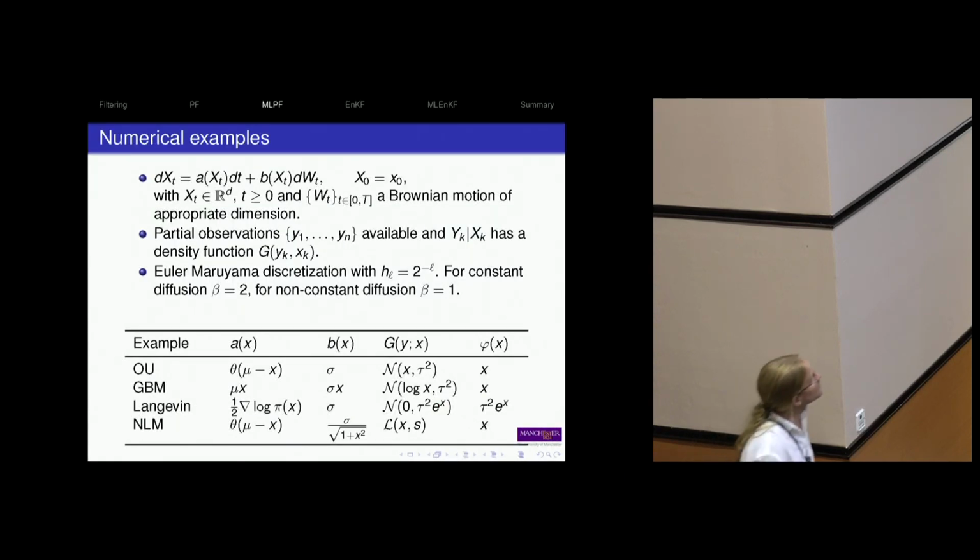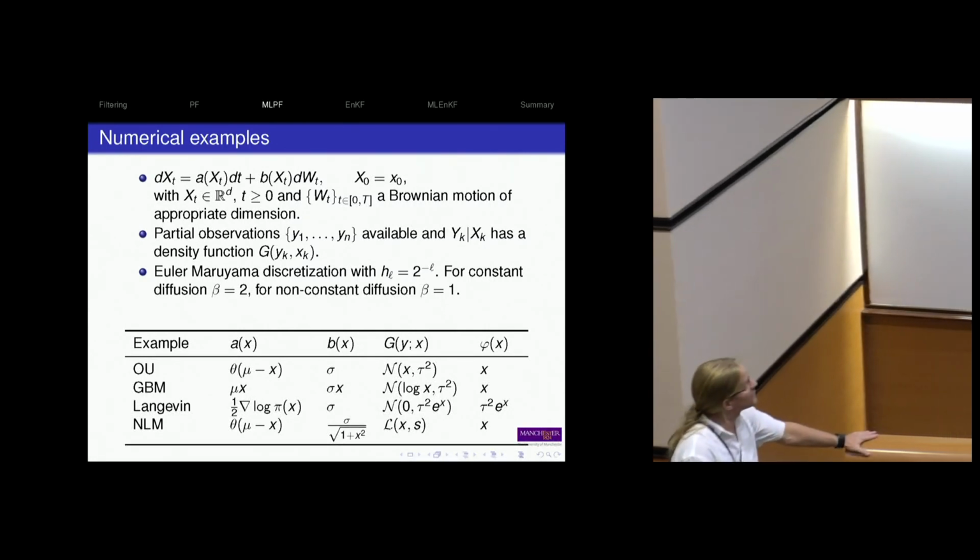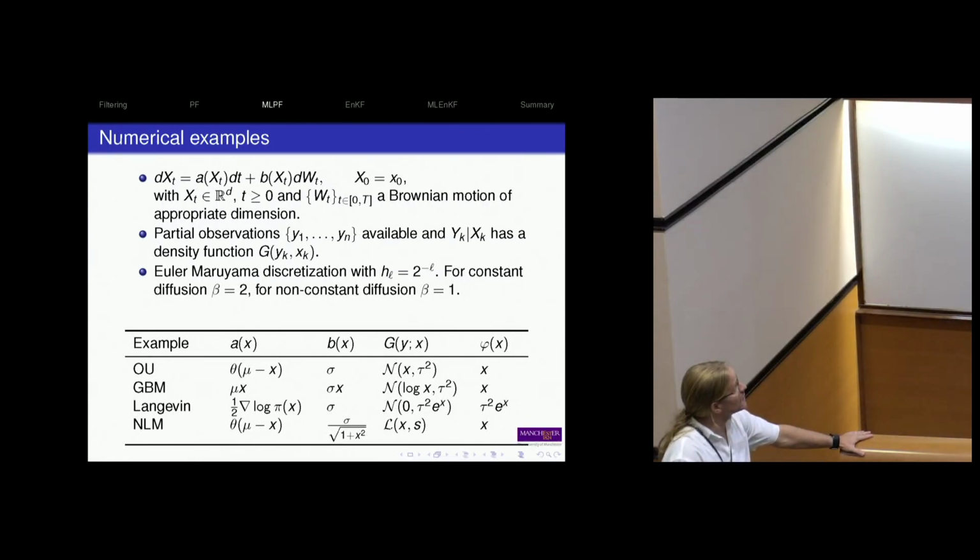All right, so we have partial observations, and we take the Euler-Maruyama discretization with step size 2 to the minus L at level L. Therefore, for constant diffusion, we get a beta of 2, and for non-constant diffusion, we get beta 1, or effective rates of actually 1 and 1/2. And we look at OU.